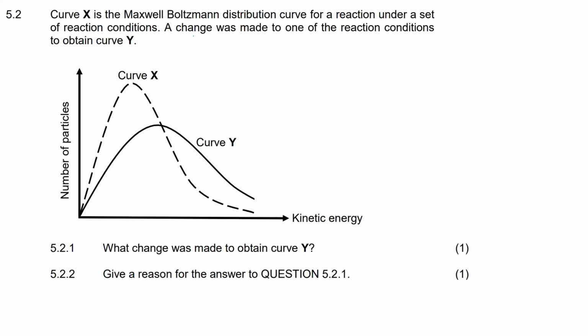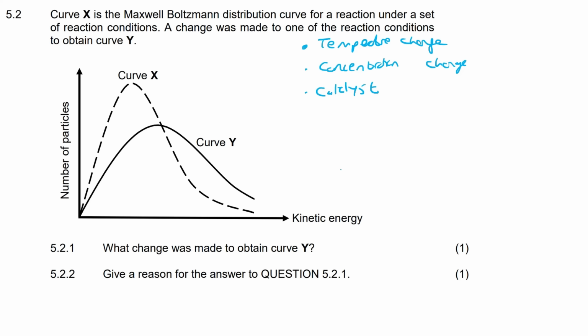Curve X is the Maxwell distribution curve for a reaction under a set of reaction conditions. A change is then made, and they obtain curve Y. What change was made to obtain curve Y? Okay, so we've gone over this before as to the different changes you can do to a Maxwell curve. One of them is a temperature change. The other is a concentration change. And the other is a catalyst.